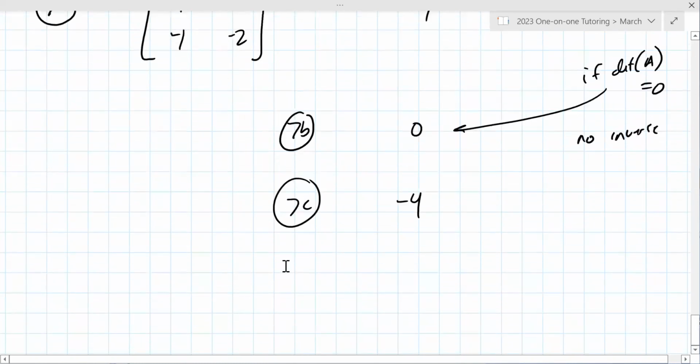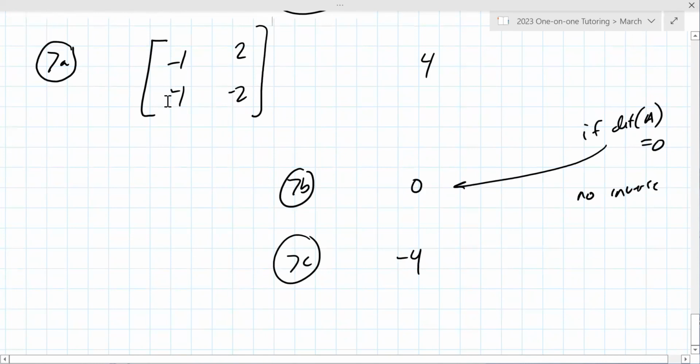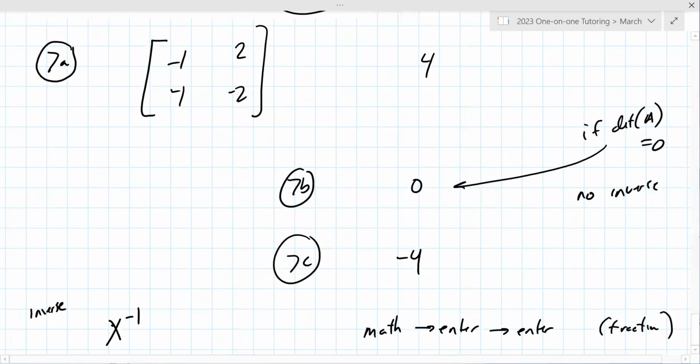So to do this, you got to enter this in and just calculate the inverse. That's that X to the -1 button on your calculator. You may need to use math enter to convert it to a fraction. Always make sure you've entered it correctly, especially if your answer doesn't line up with what you see on the test there.